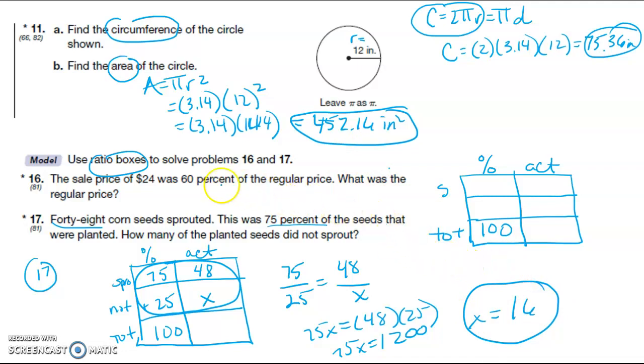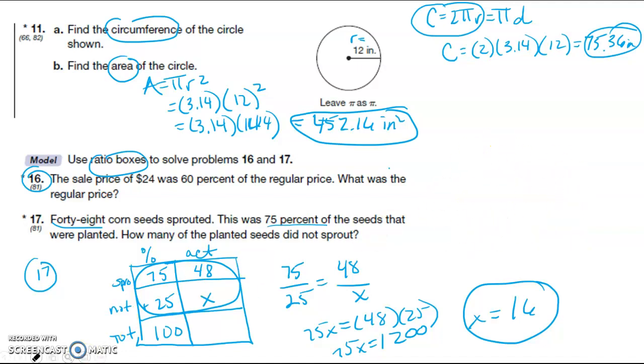Okay. Let's go back to 16. The sale price of $24 was 60% of the regular price. Let me do this. I'm going to erase this. I'm going to try a different thing. Let me get a different color here. So if 24 was 60% of the regular price, then what was the regular price?